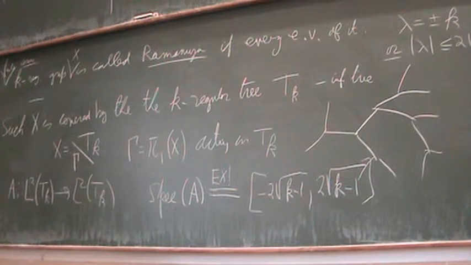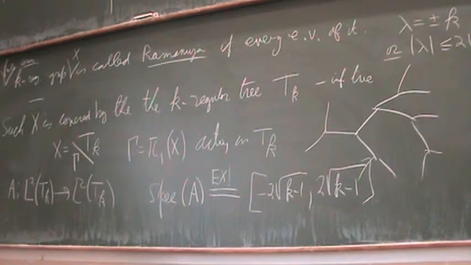So, okay, this is the spectrum of this. Now, what is the definition of a Ramanujan graph? Basically, the way you should really think about the definition of a Ramanujan graph is in the following way. We have the universal tree. The universal tree is kind of the ideal object which covers all the finite k-regular graphs.